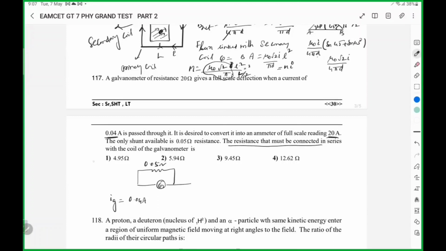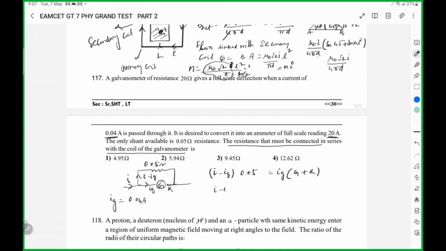The question asks what resistance must be connected with the coil of the galvanometer to get a 20 ampere reading. This is the only shunt available, so lesser resistances are not there to measure more current. So the resistance is increased by connecting a resistance in series with the galvanometer. Here I current flows in total, Ig current flows through the galvanometer, and I minus Ig flows through the shunt. I minus Ig into 0.05 is equal to Ig into G plus R.